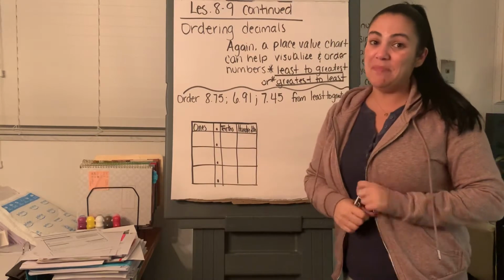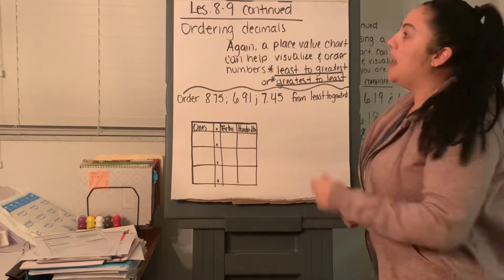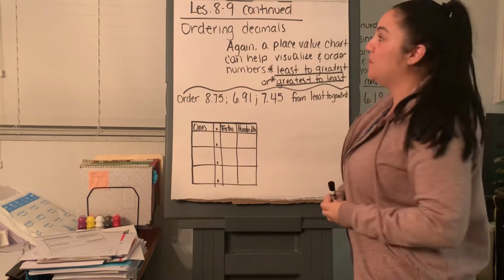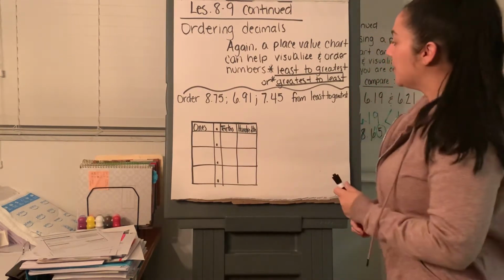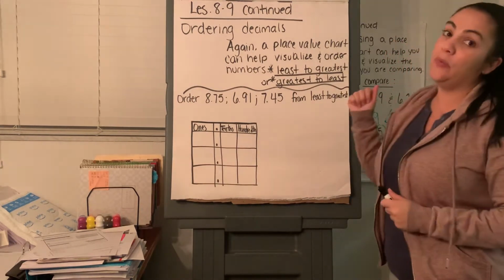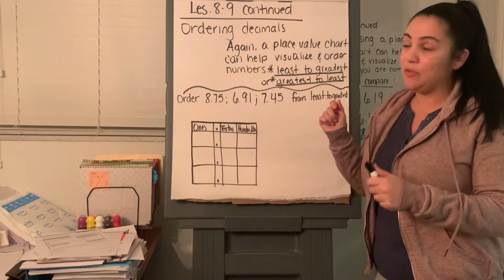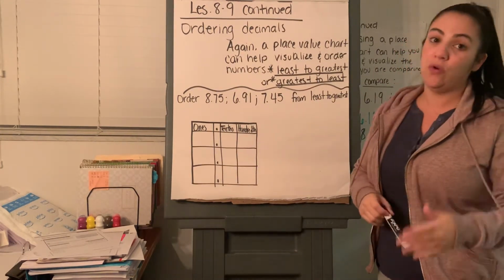Guys, you've made it to mini lesson number 3, the last and final mini lesson for lessons 8 and 9 of getting ready for 5th grade math. So we have rounded decimals, we have compared decimals, and now we're getting to ordering them.